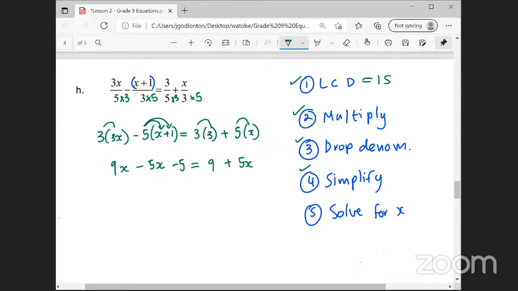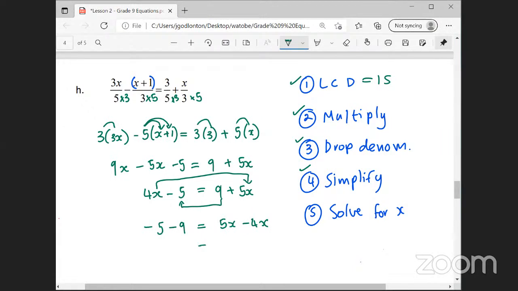So we have to solve for x. Remember, this step you don't have to do. You can just move things around. I'm just going to simplify this side quickly. So I have 4x minus 5 is equal to 9 minus 5x. I'm going to move that 4x onto this side and this 9 onto that side. So minus 5 minus 9 is equal to 5x minus 4x. And negative 5 minus 9 is going to give us negative 14 is equal to x.